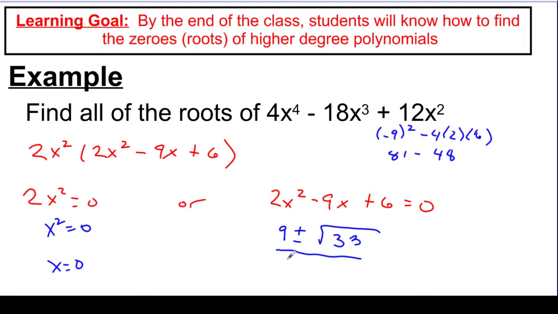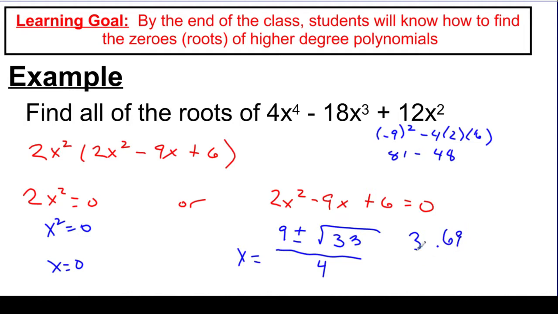So 2a would be 2 times 2, which is 4. These are my two answers. They're not nice. 9 plus or minus the square root of 33 over 4 is one of my solutions. We can get decimal approximations for those if we'd like, so we can figure out what the numbers are. If I do 9 plus the square root of 33, that is about 14.7, divided by 4.